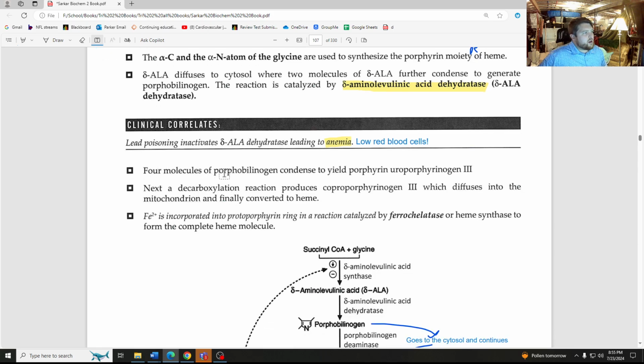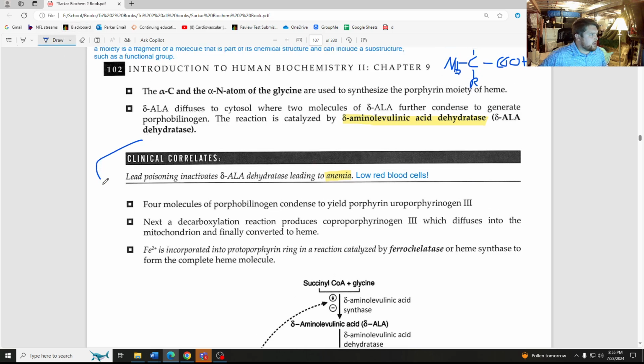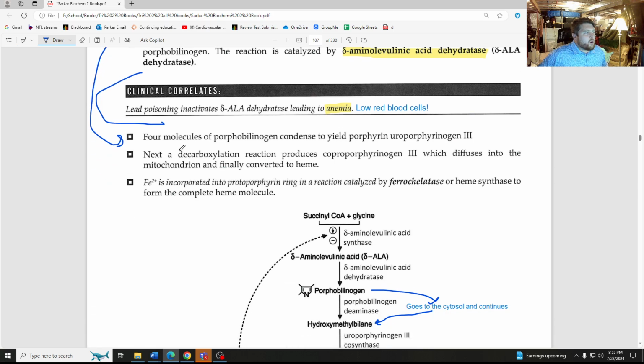4 molecules of porphobilinogen condense to yield. Sorry, step back. We're kind of jumping. This is just like an extra little tidbit right here. So we're jumping from there, continuing. Have 4 molecules of porphobilinogen condense to yield porphyrin uroporphyrinogen 3. Then there's a decarboxylation reaction which produces coproporphyrinogen 3, which diffuses into the mitochondrion and finally converts to heme.